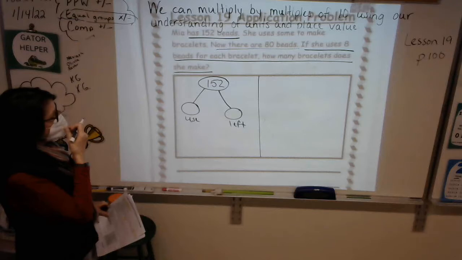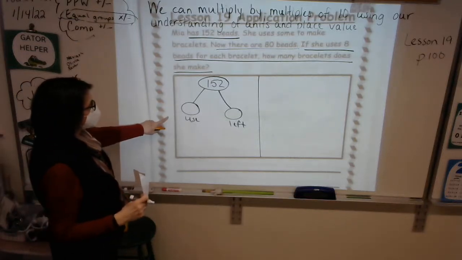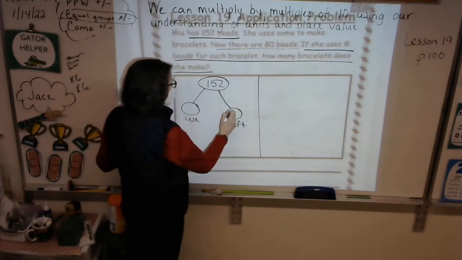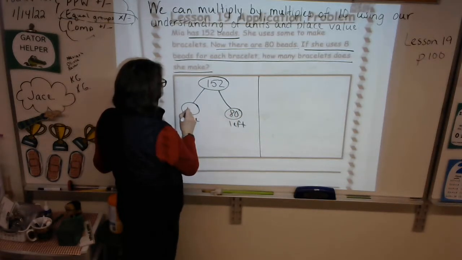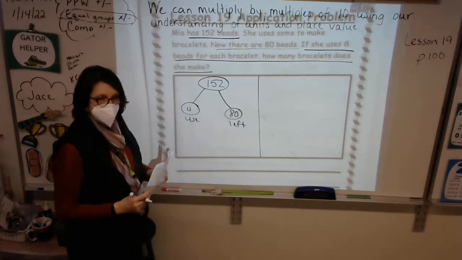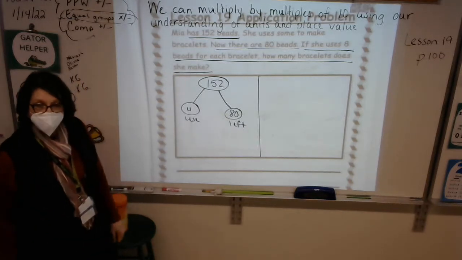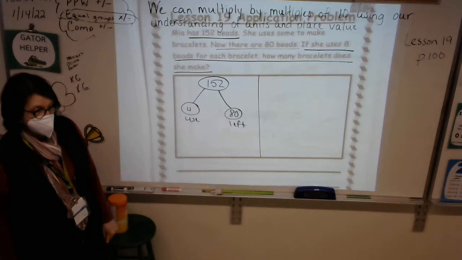Well, what do we know? Do we know what she uses? No. Or do we know what she has left? We know what she has left. So let's go ahead and fill that in. And let's make this a U for uses. So go ahead and write your number sentence. How are you going to figure out with that number bond how many she uses? What number sentence will you write?